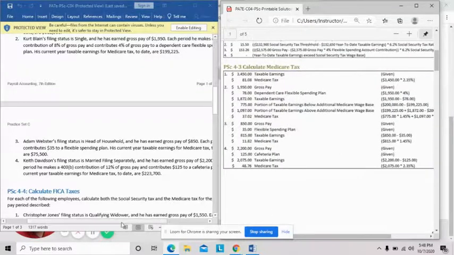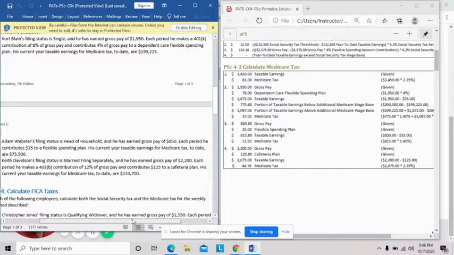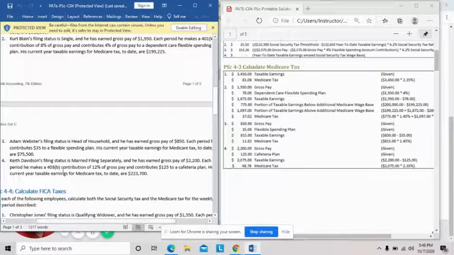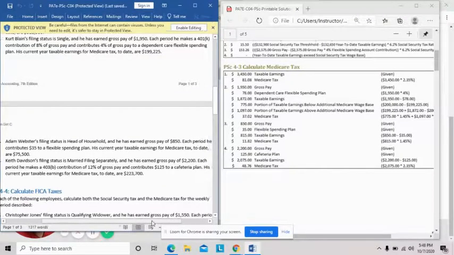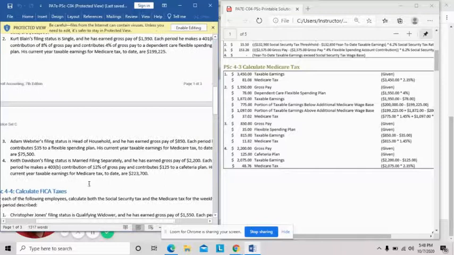Keith Davidson, filing status is married filing separately, and he has earned a gross pay of $2,200. Each period he makes a contribution of 12% gross pay, contributes $125 to the cafeteria plan, and then his current year taxable earnings for Medicare tax to date are $222,700. If we go to number 4, the gross pay is already given, $2,200. Cafeteria plan of $125. I apologize for that. That's here. Yeah, both are given. Find the taxable earnings. We subtract those two. And the Medicare tax, we take that amount, multiply by 2.35% to get $48.76.